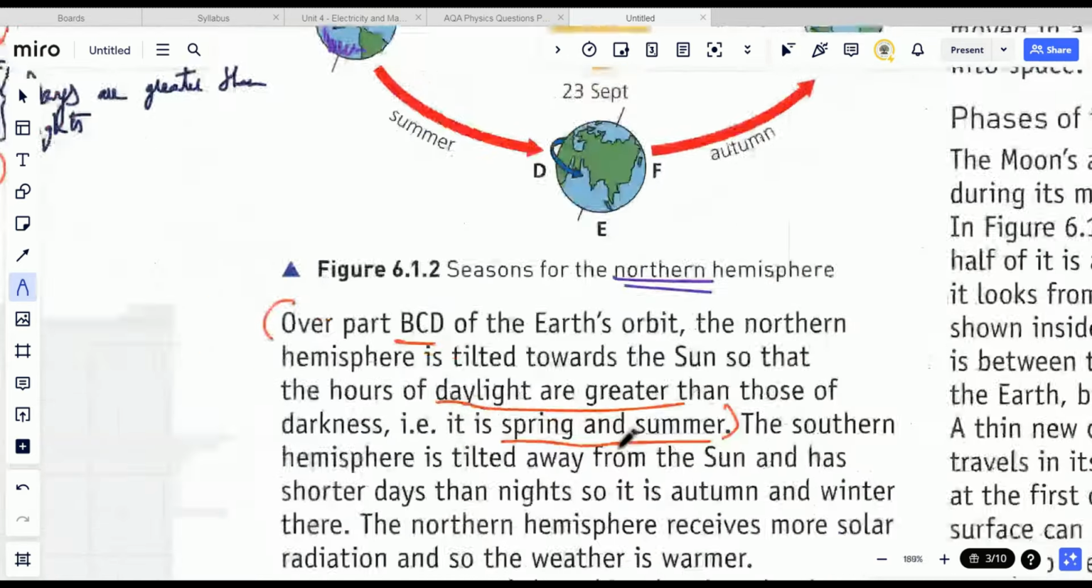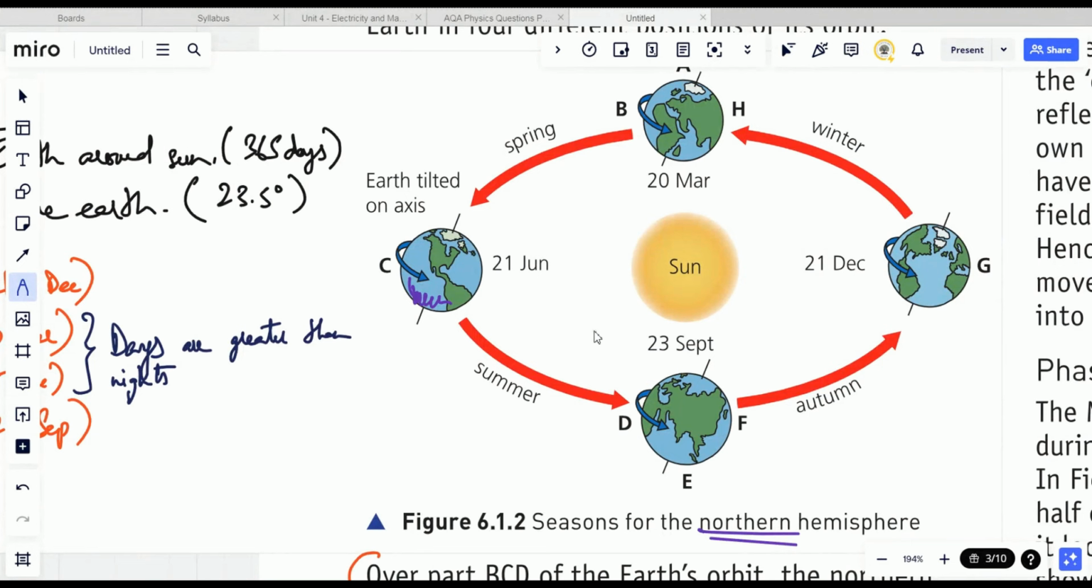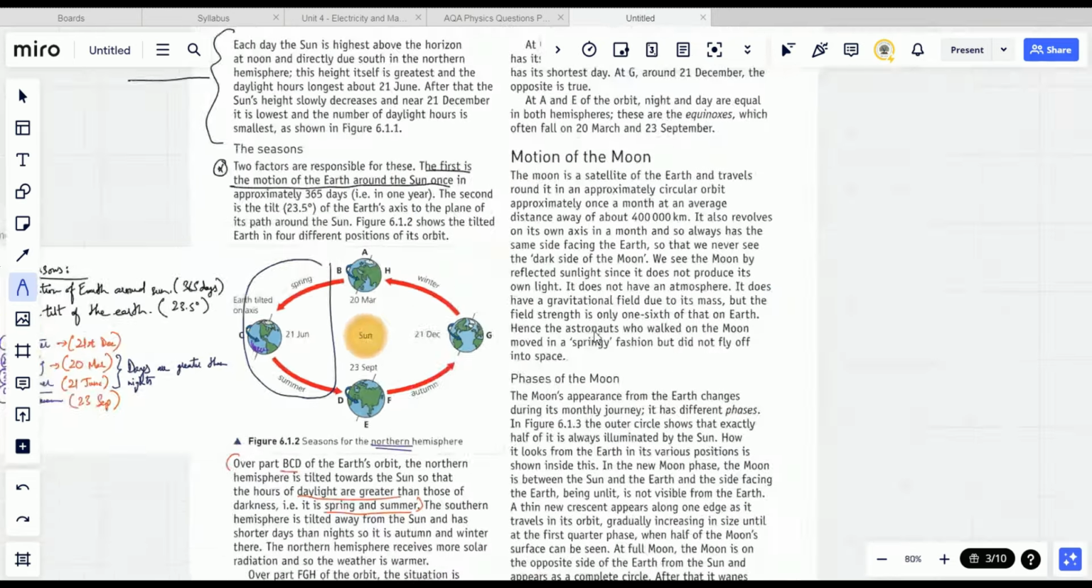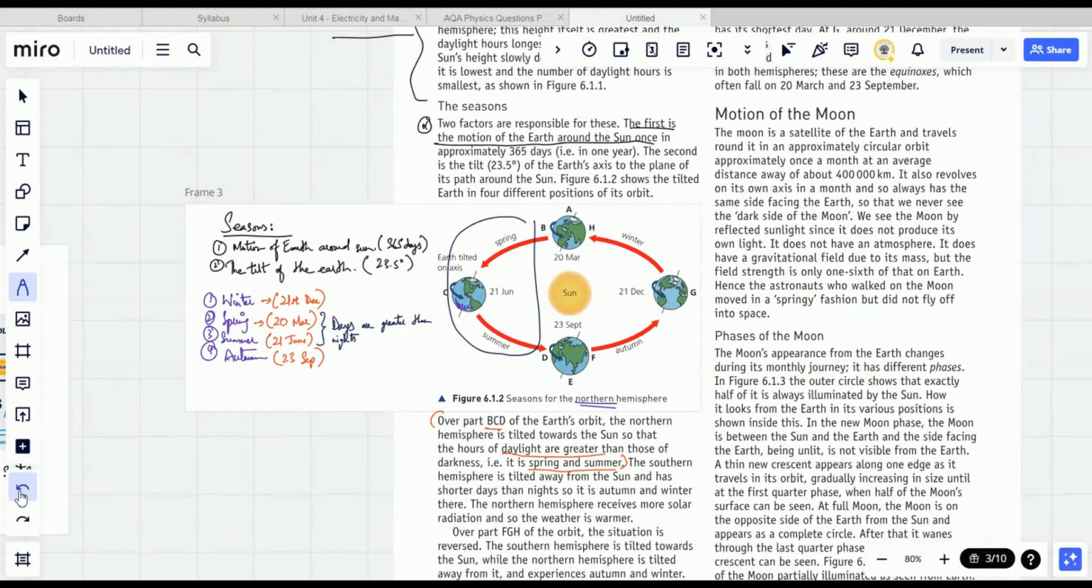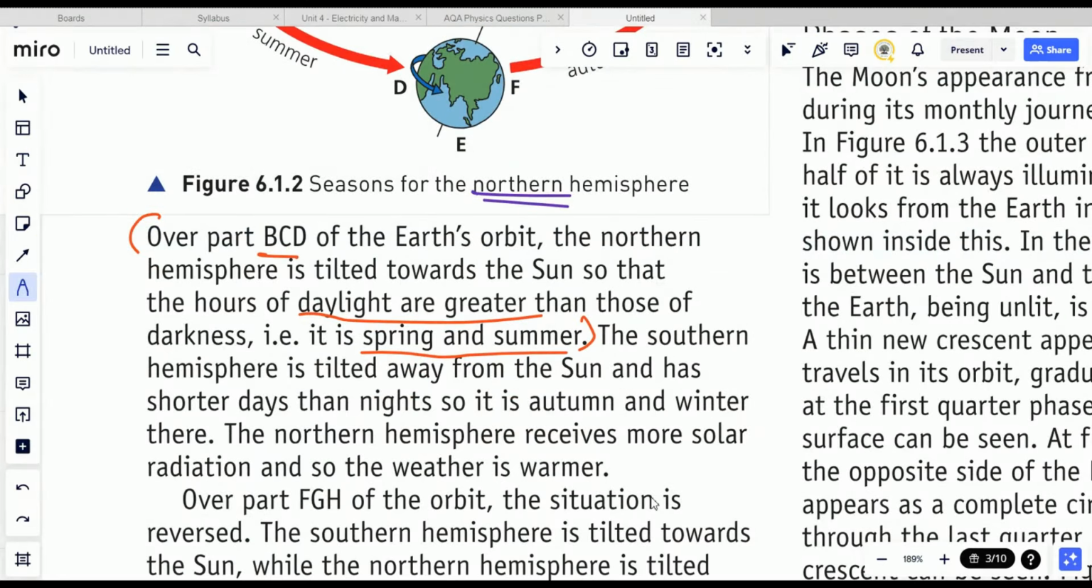As you can notice yourself, the northern hemisphere is tilted towards the sun in this part over here. The northern hemisphere is closer to the sun than the southern hemisphere, right? So, see this part, what they're telling us here. The southern hemisphere is tilted away from the sun and has shorter days than nights, so it is autumn and winter there.